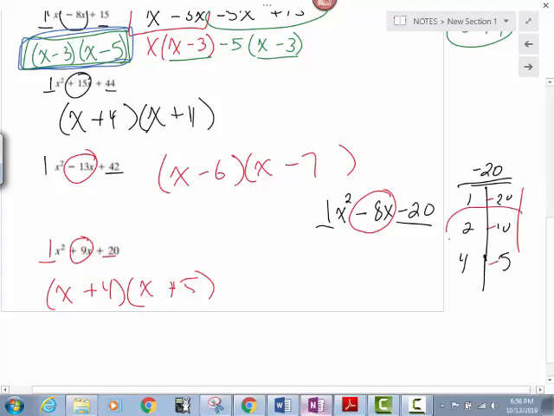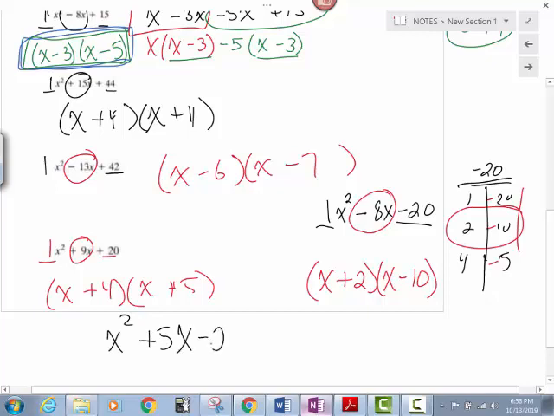If I were to add those two numbers together, that would give me the number negative 8, right? So then I could write this as x plus 2 and x minus 10. And that would give me my answer, okay? So let me just do one more like that to make sure that we're all okay. So look, I'll try another one here, x squared plus 5x and a minus 24, okay?